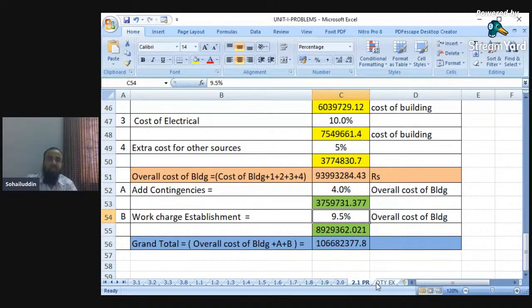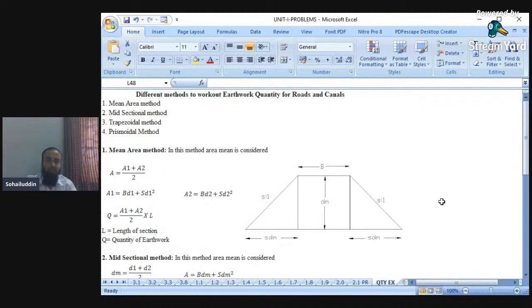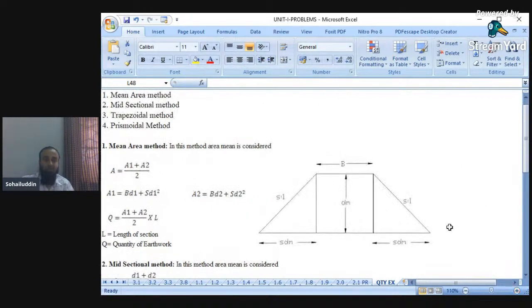The next slide, or next Excel sheet, is most important. Next we will start a different topic. This topic is somewhat different, in which we have to find out the cost of the building, in the sense the cost of the earthwork in excavation, filling and cuttings. Here we will start different problems, or a different concept will be used in this problem.